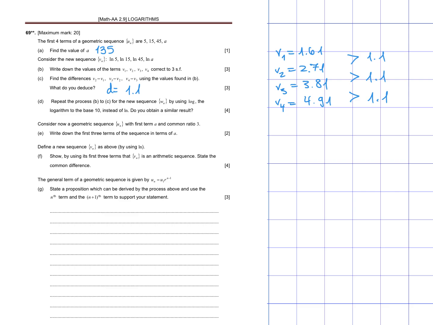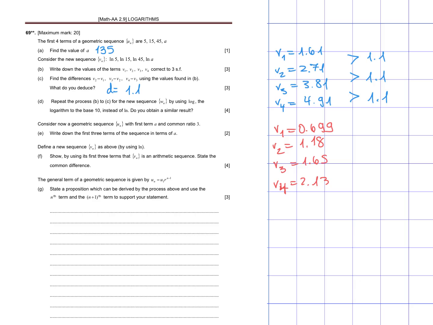So if we use log instead in D, we're going to have V1 is 0.699, V2 is 1.18, V3 is 1.65, and V4 is 2.13.